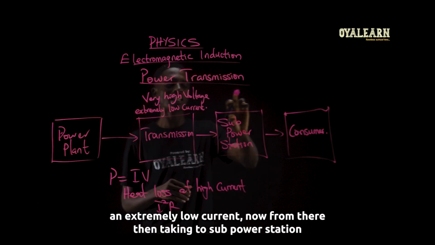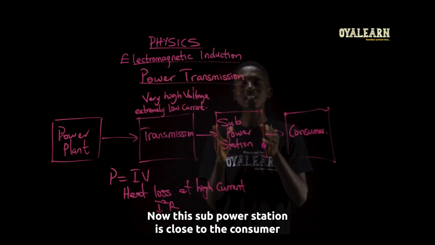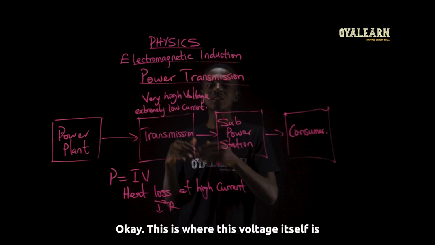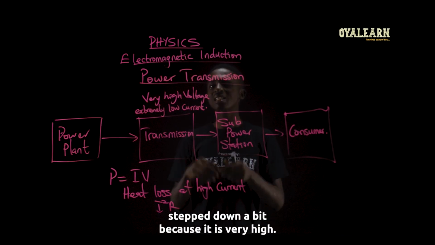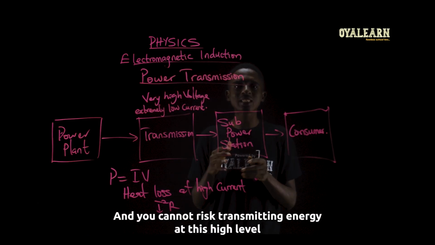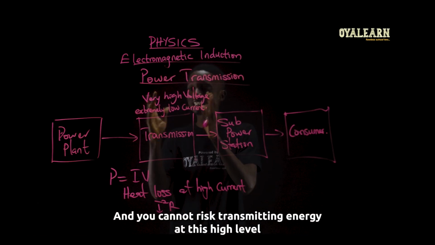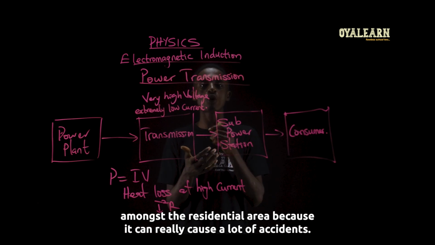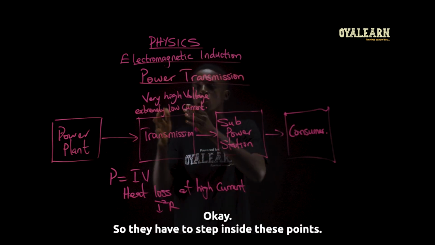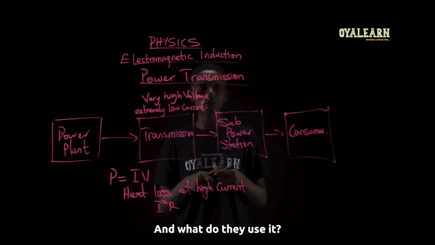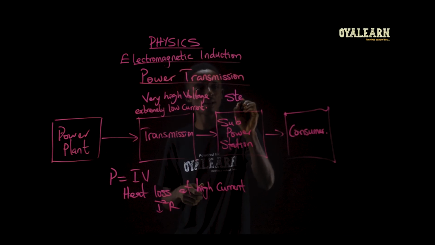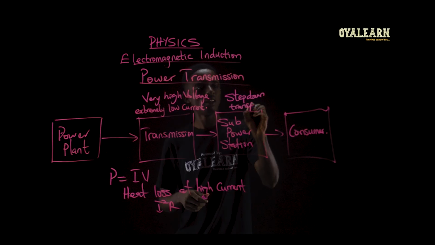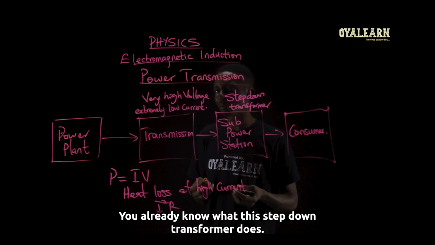From there, it's then taken to a sub power station. This sub power station is close to the consumers. This is where the voltage is stepped down a bit because it is very high, and you cannot risk transmitting energy at this high level amongst residential areas because it can really cause a lot of accidents. So they have to step it down at this point. And what do they use here? They use a step down transformer.